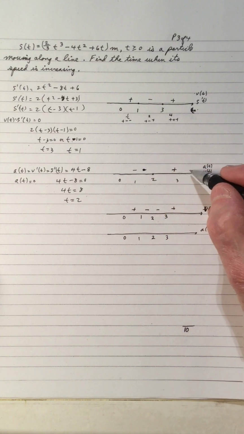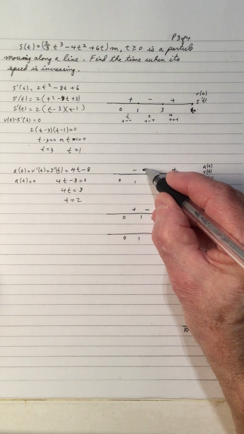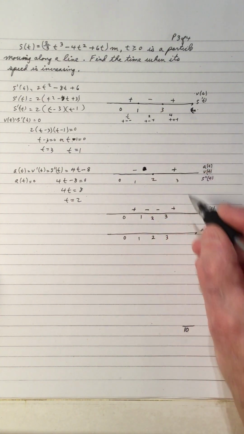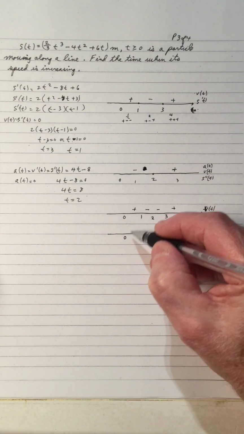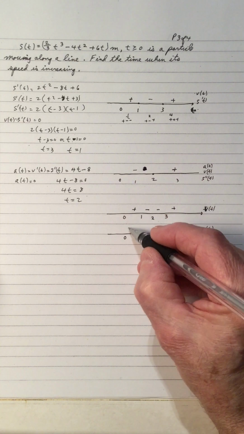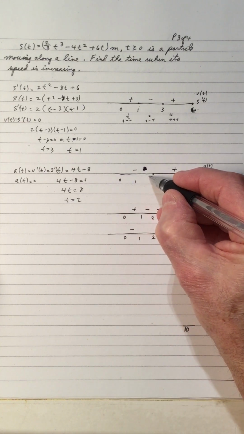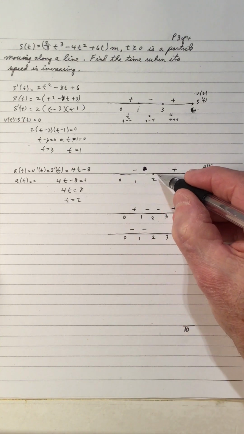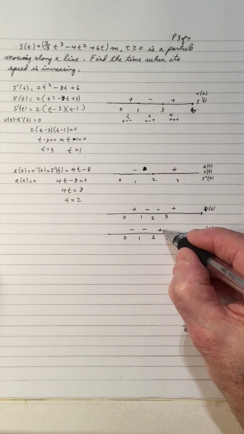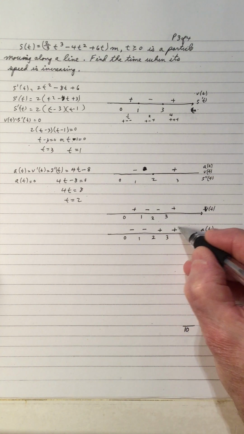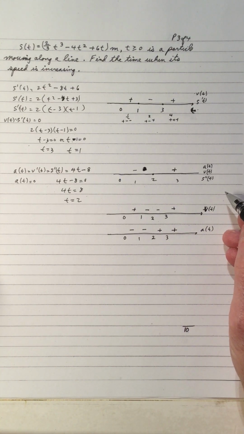So let's look at the acceleration between these. Between 0 and 1, it's a negative. Between 1 and 2, it's a negative. Greater than 2 is positive, so between 2 and 3 is positive, and greater than 3 is positive. Now we have all the intervals filled in.